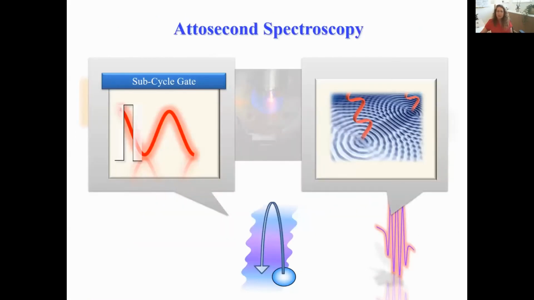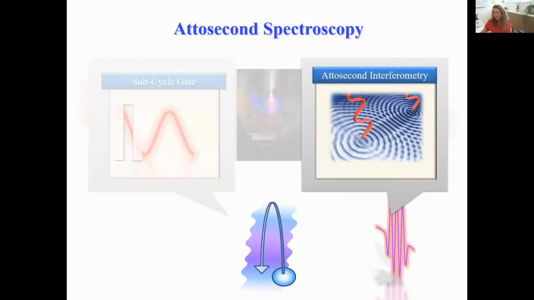So in this measurement, I will switch from subcycle gating into attosecond interferometry. Now, conceptually, the idea is very simple. All we have to do is to build an interferometer of two attosecond sources. Of course, in the lab, it's a non-trivial challenge because we have to stabilize this interferometer with attosecond precision. And indeed, it took us several years to obtain that.